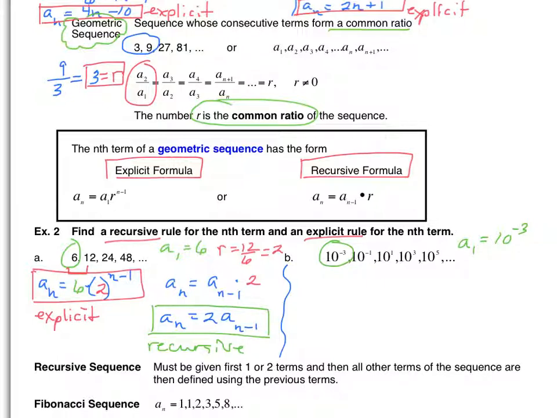And then to find our r, what am I going to do? What do you put over what?